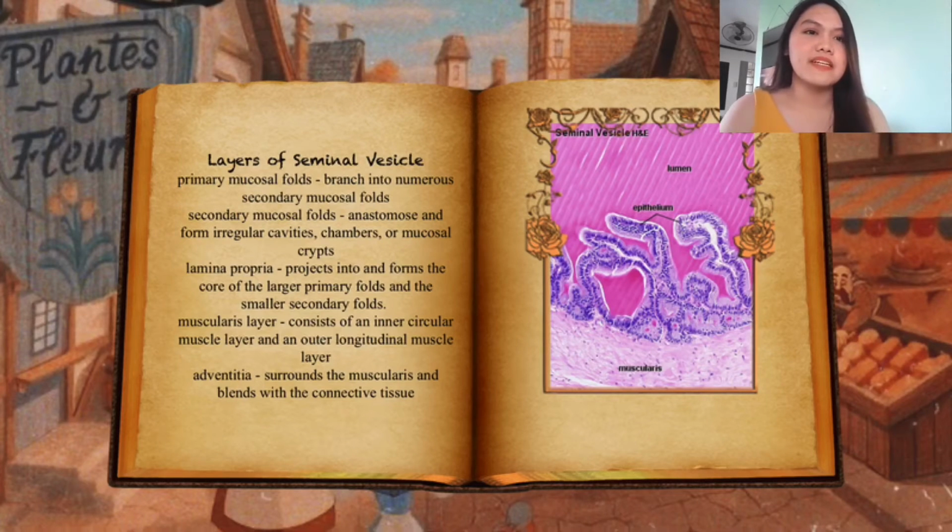Layers of the seminal vesicle. Primary mucosal folds branch into numerous secondary mucosal folds. Secondary mucosal folds anastomose and form irregular cavities, chambers, or mucosal crypts. Lamina propria projects into and forms the core of the larger primary folds and the smaller secondary folds. The muscularis layer consists of an inner circular muscle layer and an outer longitudinal muscle layer. Adventitia surrounds the muscularis and blends with the connective tissue.